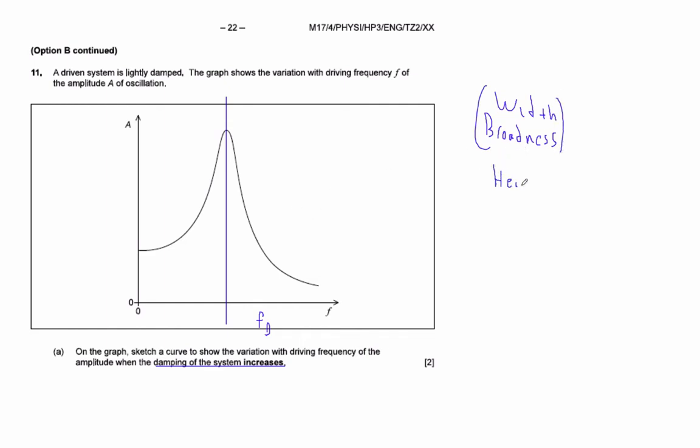Something's going to happen to the height of the peak, right? And it's going to shift horizontally, either right or left, if you increase the damping, okay? And then also something else happens at the extremes, okay? You know how to do this. You can draw this peak, okay?